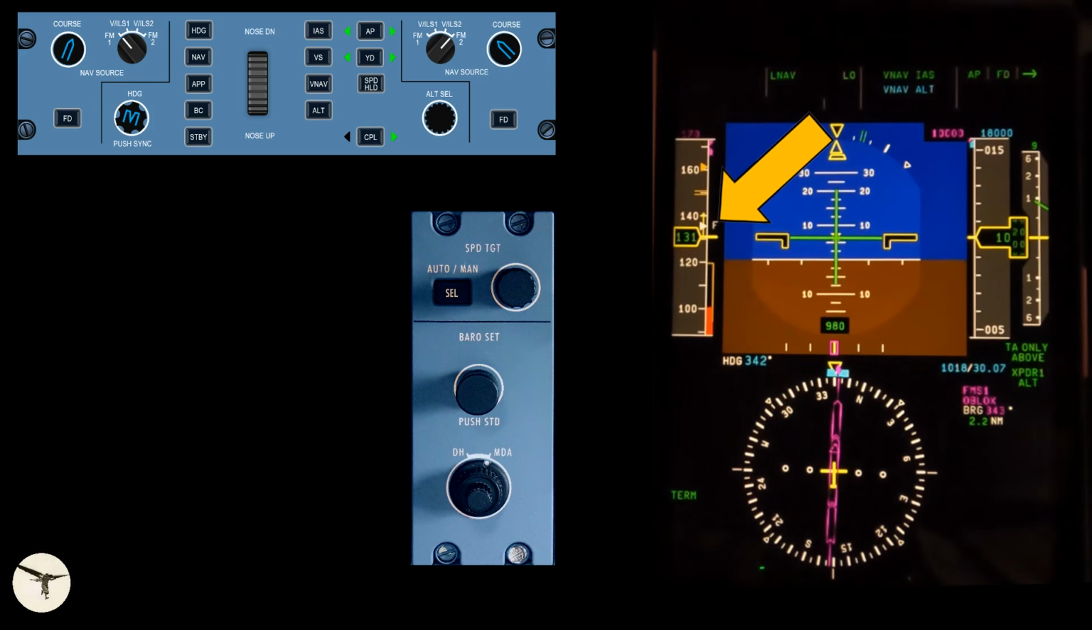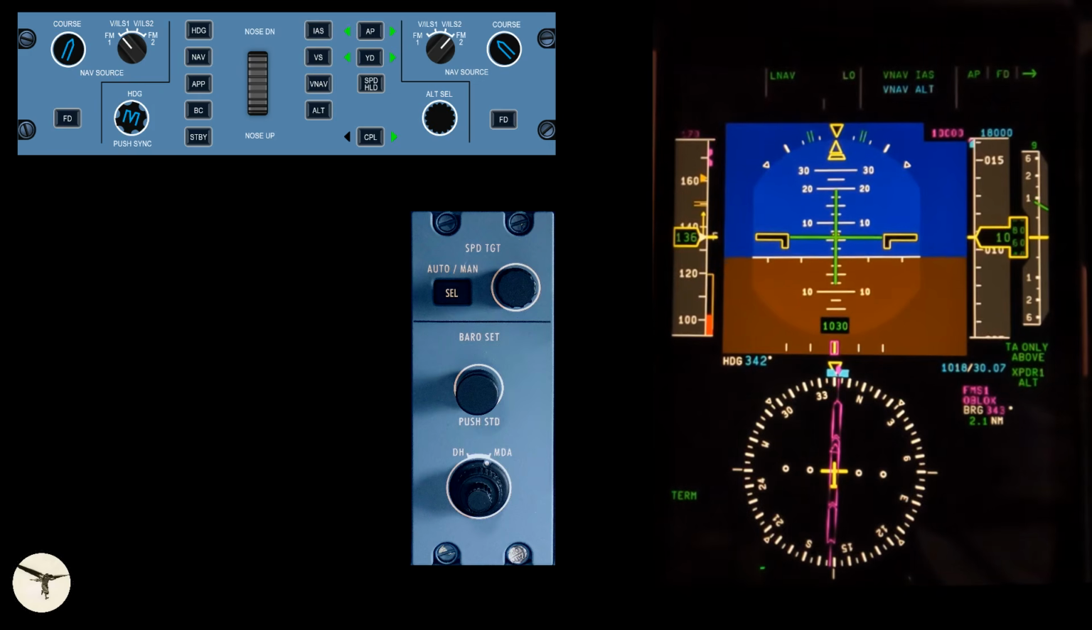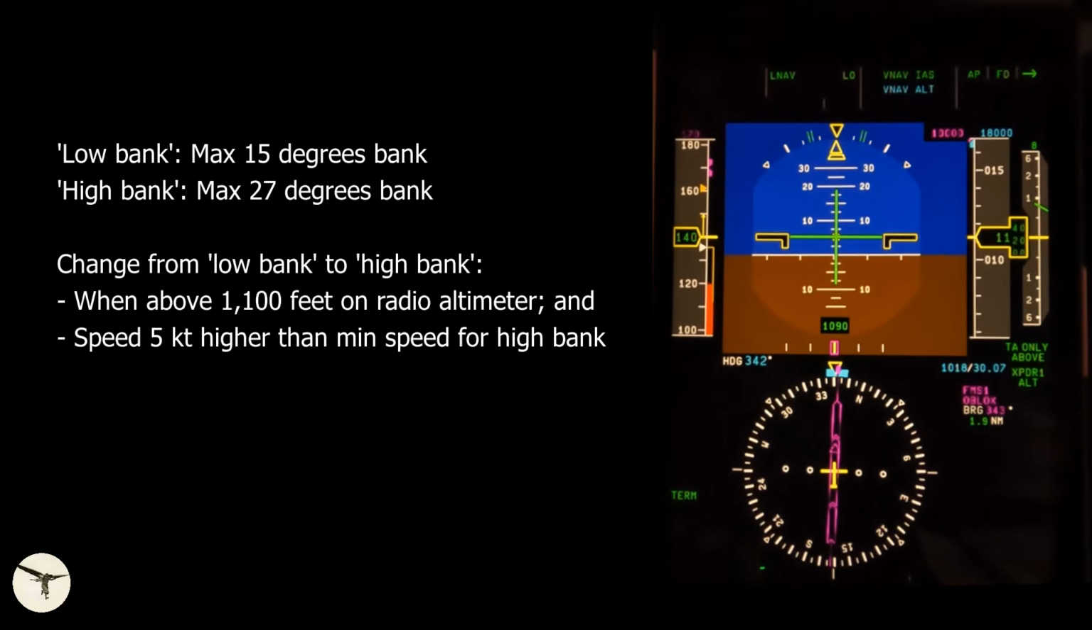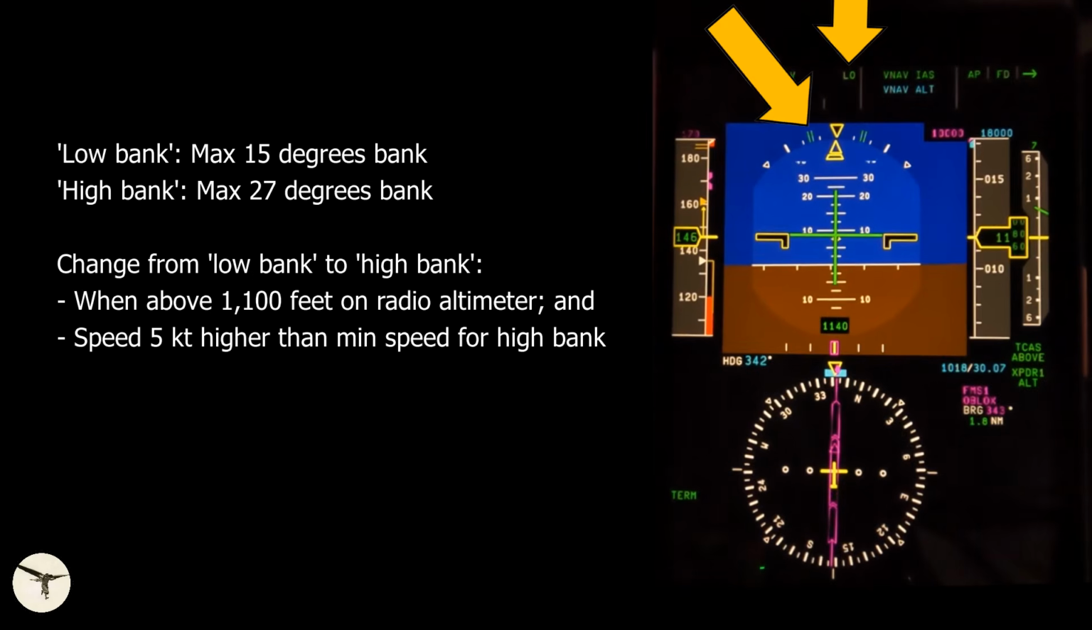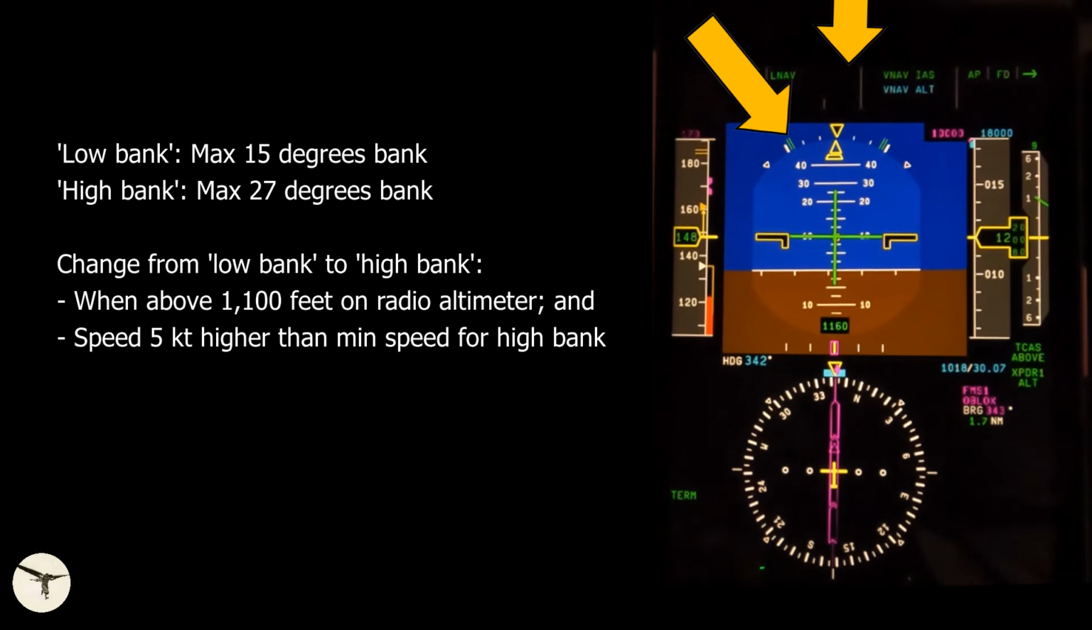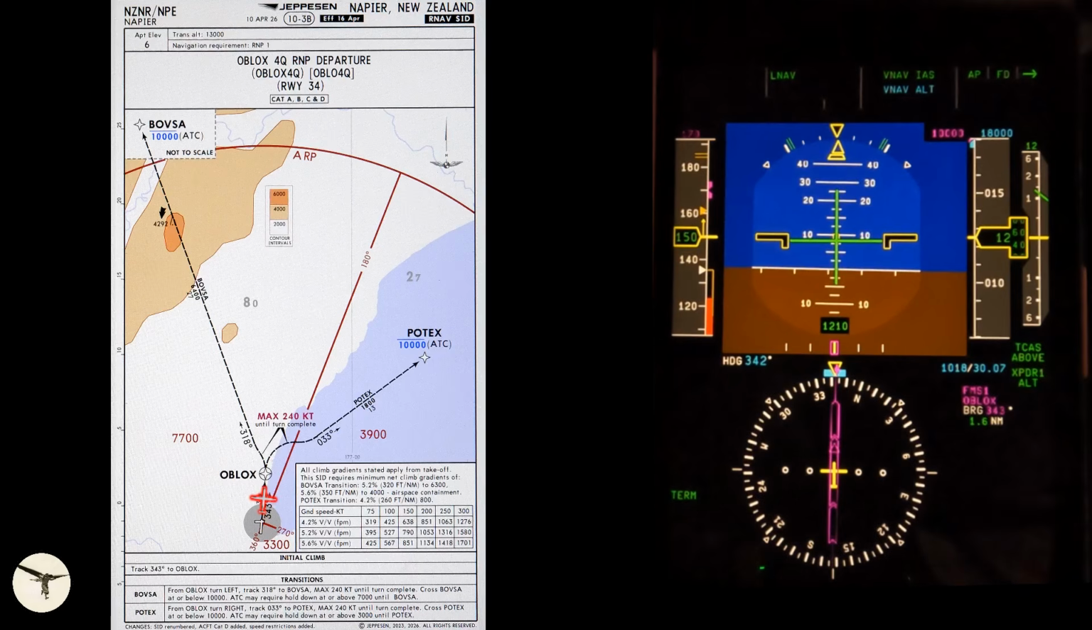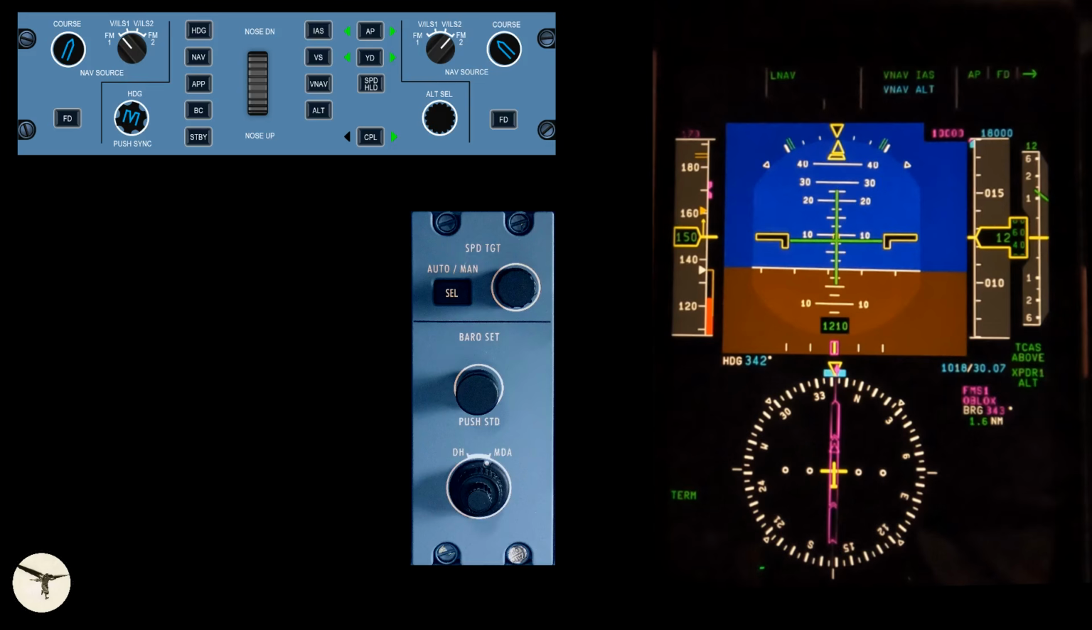The white F indicates flap speed, where we can retract the flaps. When passing 1100 feet on the radial altimeter, the maximum bank angle in turns is increased from 15 to 27 degrees. The FMS has also armed the VNAV ALT mode, which ensures the aircraft will level off at 10,000 feet before reaching BOSA waypoint. Without LNAV, the pilots must select 10,000 feet themselves.